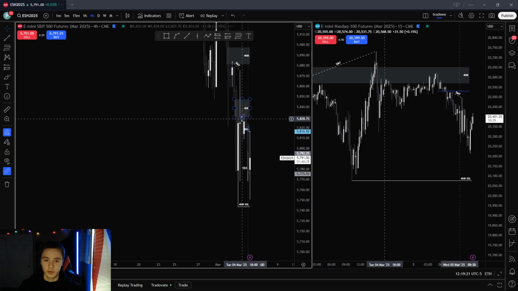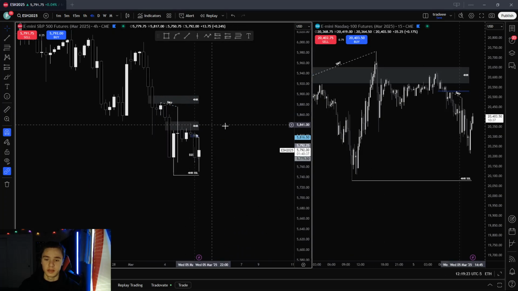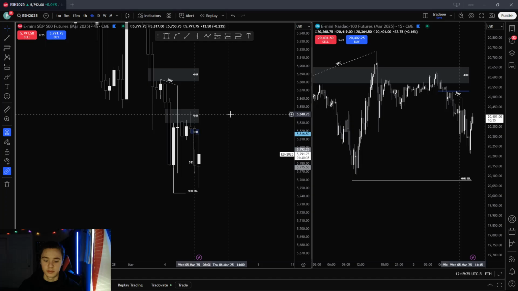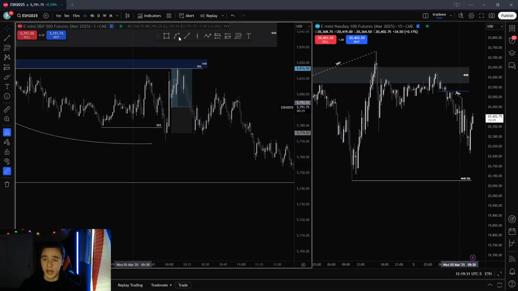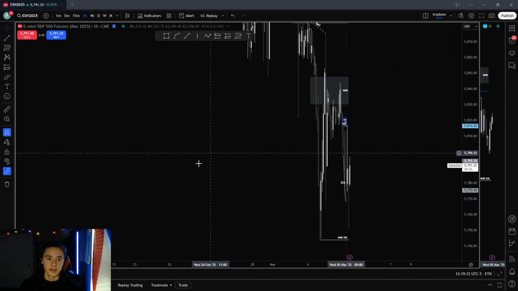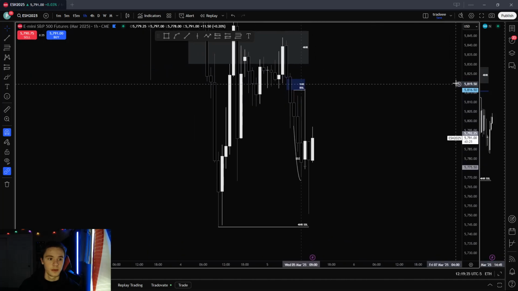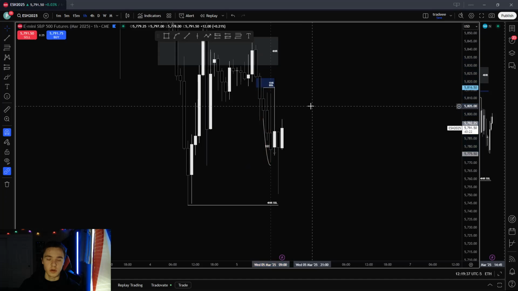We're respecting and reacting off of these 4-hour imbalances. So let's scale into the 1-hour chart. I took both of these on ES. We were starting to displace lower from this 4-hour imbalance.